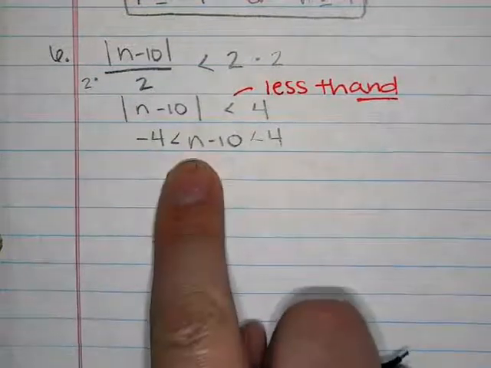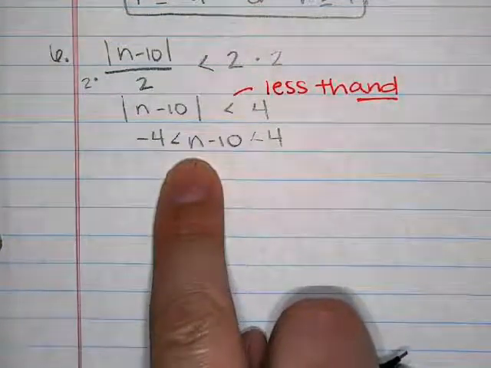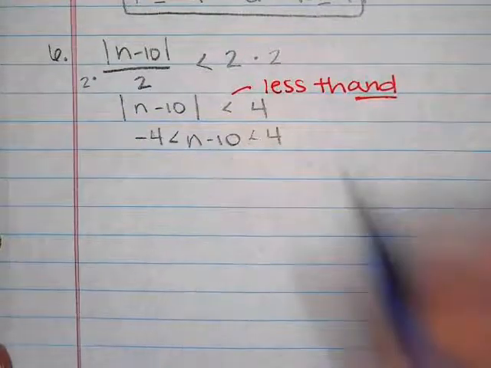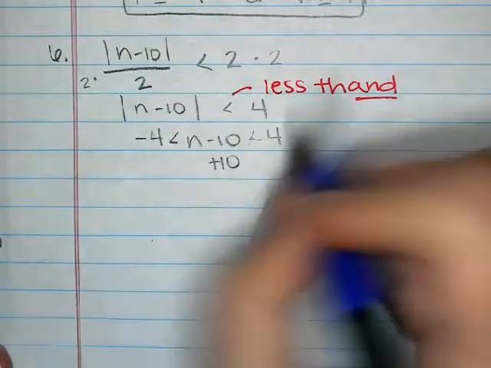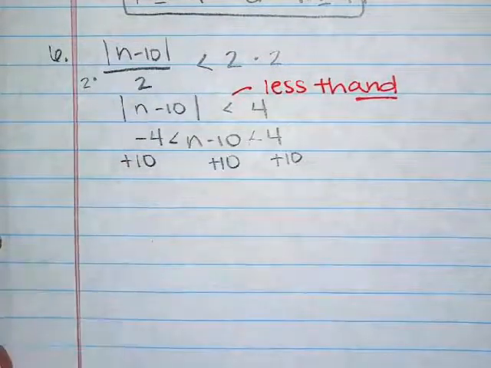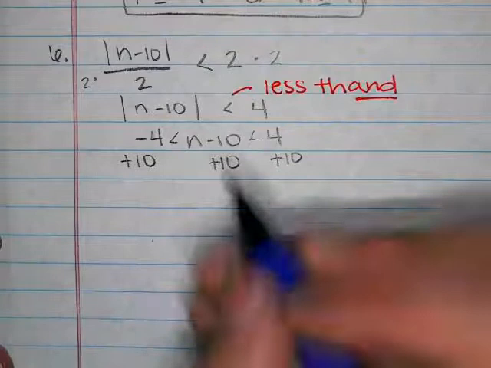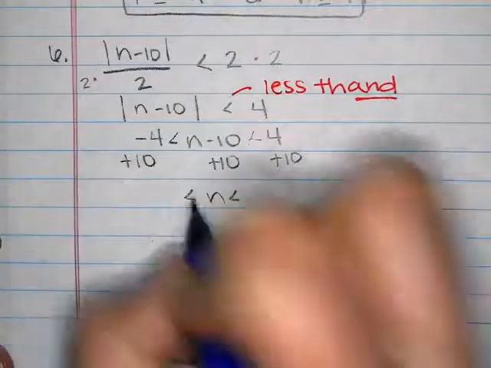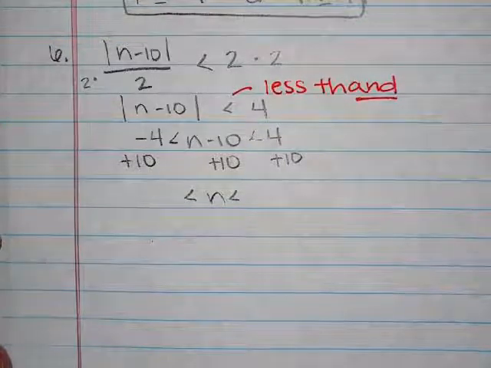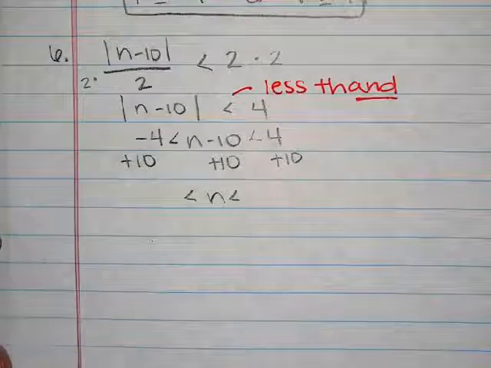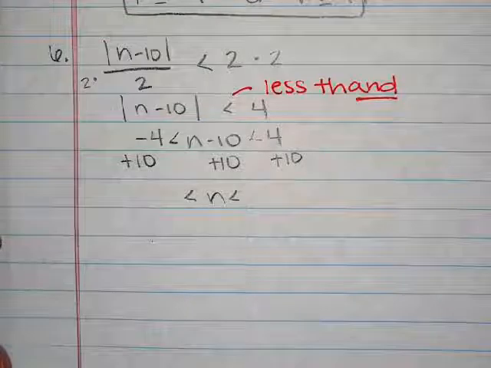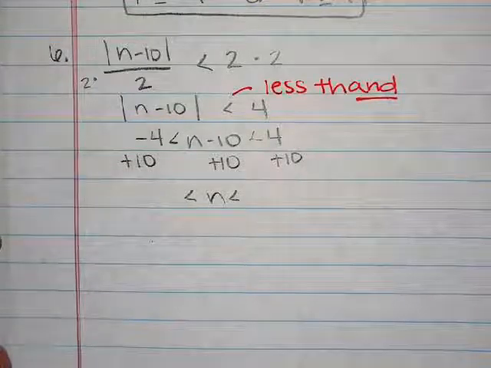So if we want the n to be alone, what should we do? Add 10, yeah. We got n minus 10, so we're going to add 10. And we're going to add 10 to the right side, and we're going to add 10 to the left side. So n is in between what numbers? 6 and 14.